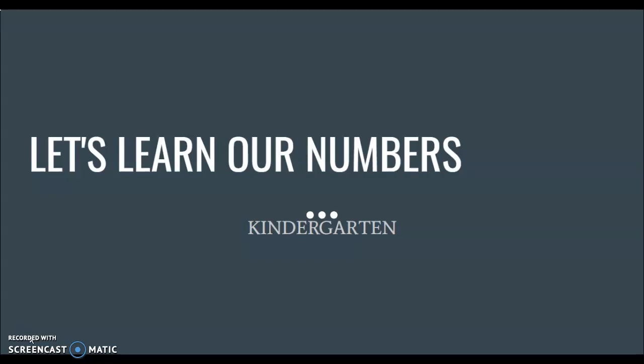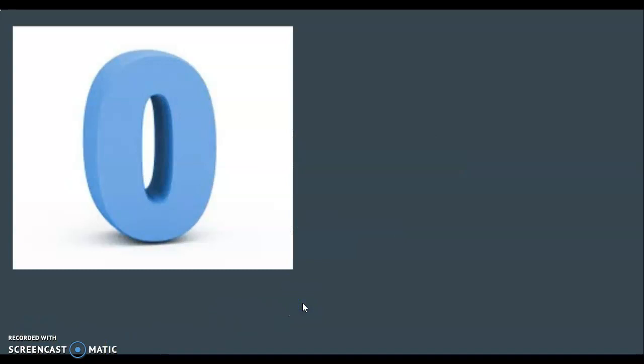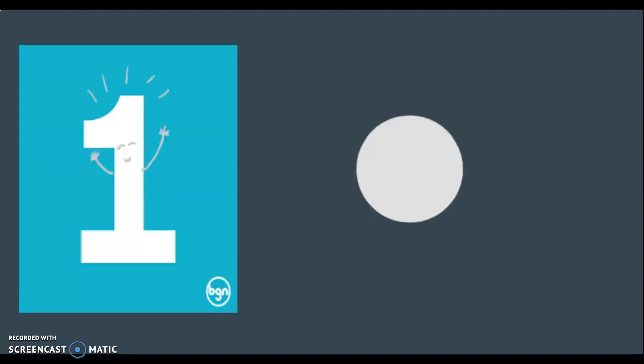So starting off, our first number that we learned about is the number 0. On our slide for 0, we see that we don't have anything. So when we have the number 0, we have nothing in our group. We have no objects. So we have 0 circles in this case.